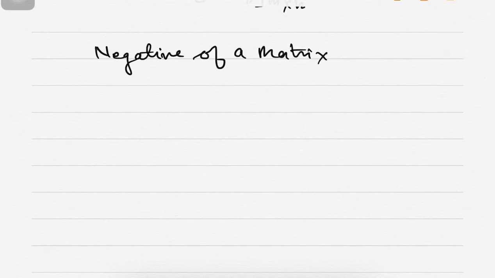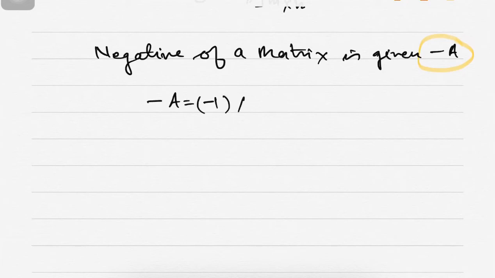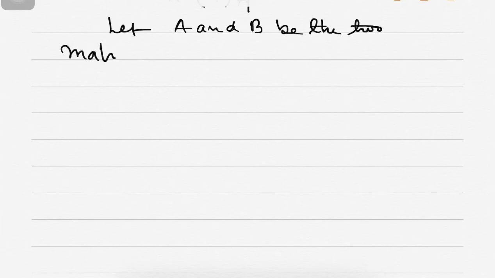Now, let us see what is the negative of a matrix. Negative of a matrix is given by minus A. If A is a matrix, its negative will be written as minus A, and minus A can be written as minus 1 into A. Using the same definition, we will define the difference of two matrices. Let A and B be two matrices of the same order.